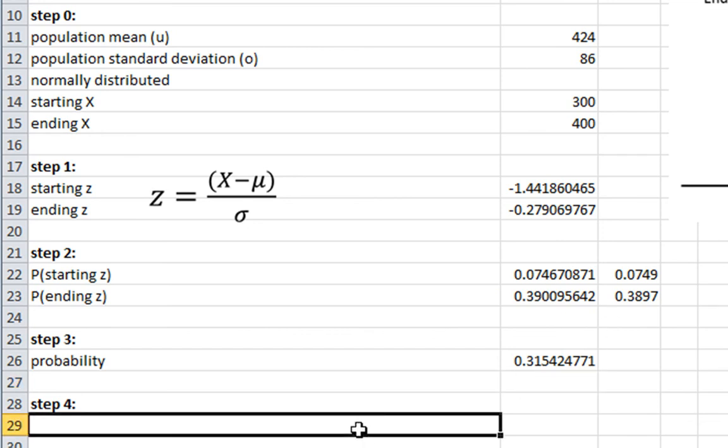And the last step is to interpret what we have. So what was our question? What percentage of towns have between 300 and 400 burglaries each year? So our answer here is 31.54%. 31.54% of towns in America have between 300 and 400 burglaries per year. And that's it.